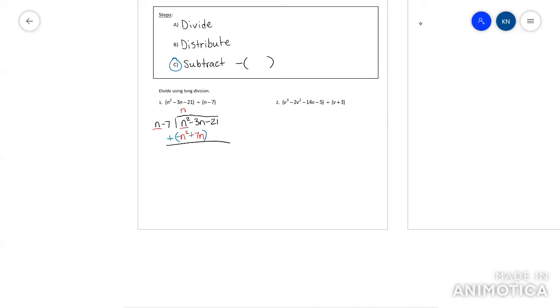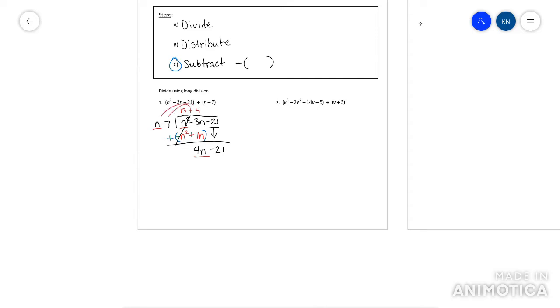And what should happen is these first terms should cancel. And then you just combine these other ones. So you have -3 and a +7, that's 4n. So there was the whole process. And now you just drop your next term and you repeat. So repeat. First thing divided by first thing. So 4n divided by n is +4.